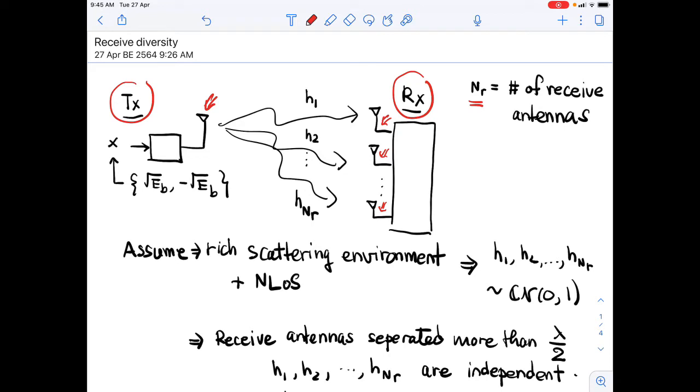Now to analyze the performance of this system, we're gonna assume that the transmitter only sends this simple symbol, which is binary phase shift keying or BPSK. So X is the transmitted symbol. It's either gonna be 1 or 0, or in another word, we're gonna send this real symbol, which is square root of EB or minus square root of EB. So there are two choices.